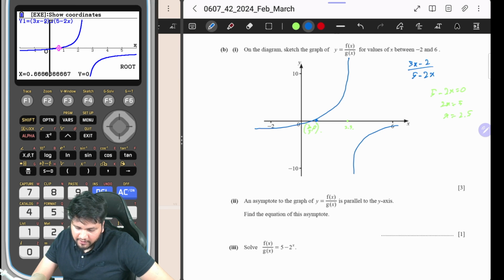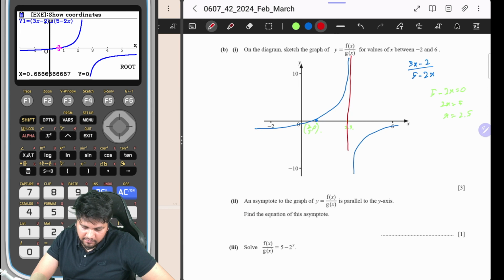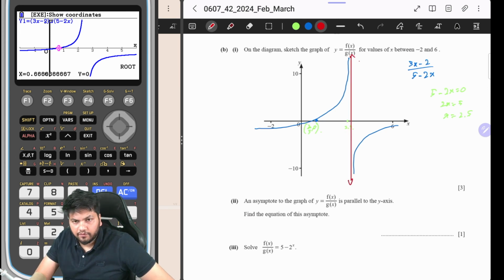An asymptote to the graph of y is equal to f of x upon g of x is parallel to the y-axis. Yeah, that's what we were talking about. So this is the asymptote. Find the equation of this asymptote. Wherever the denominator is becoming 0, that is your vertical asymptote. For a horizontal asymptote, put the value towards infinity and you will get the horizontal asymptote. So here it's going to be x is equal to 2.5 or 5 by 2.